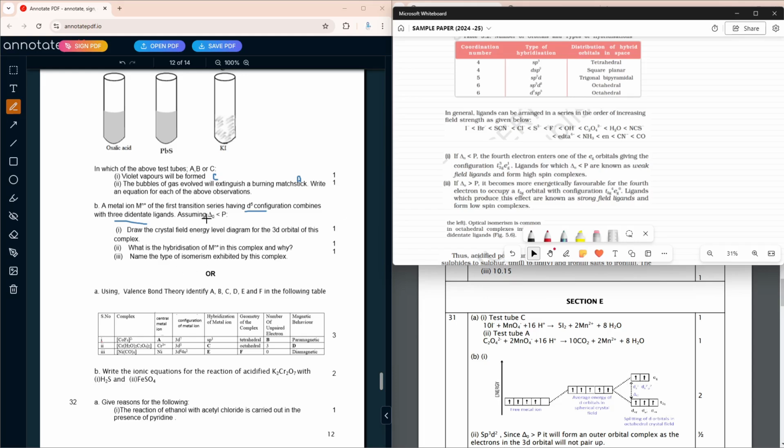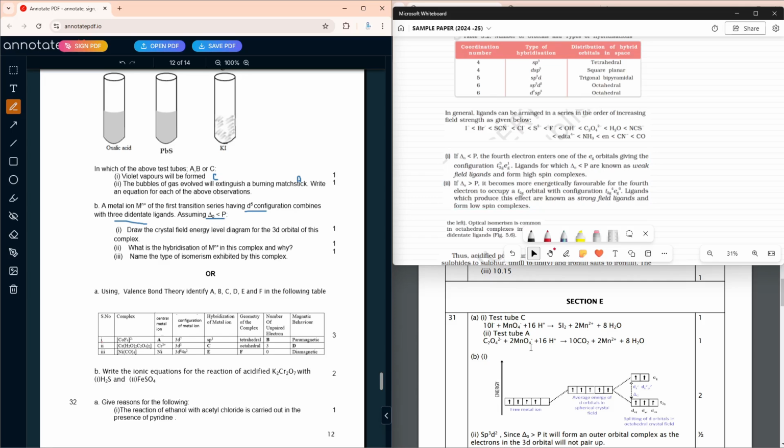So here they've told us that delta is less than P. So this implies that the fourth electron will enter one of the Eg orbitals. So that's the reason it is entering this orbital, and then this, because of the fact that delta is less than P.